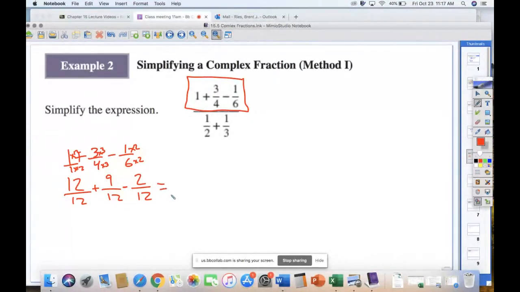So now I can go ahead and add and subtract here. 12 plus 9 is 21. Minus 2 is 19 twelfths. So this is the same as 19 twelfths. I'm going to simplify the bottom, just doing these things on their own, like their own individual problems, before bringing them back together.